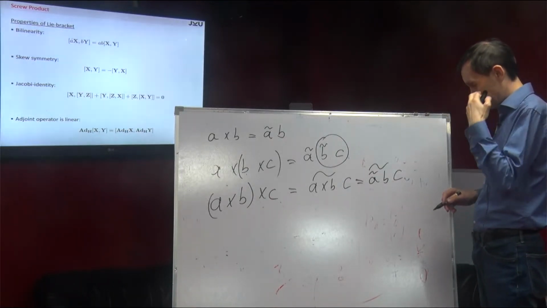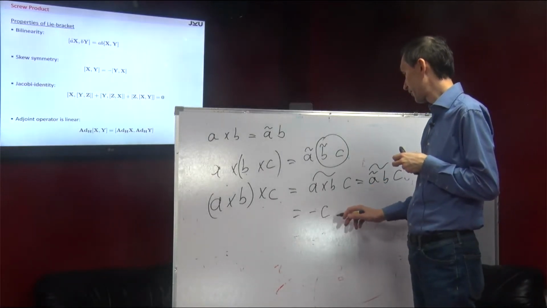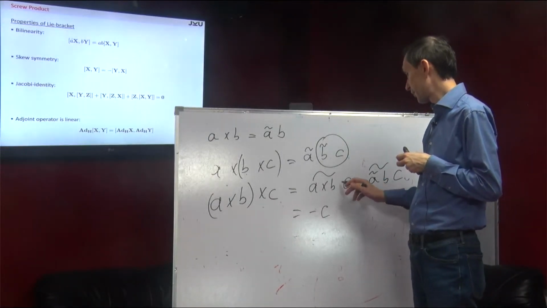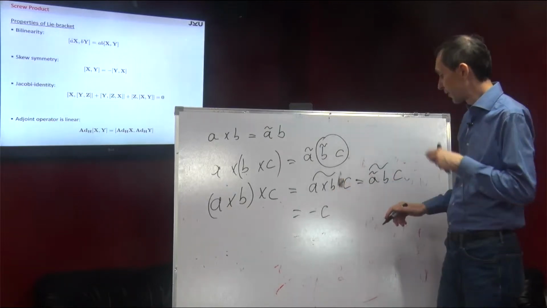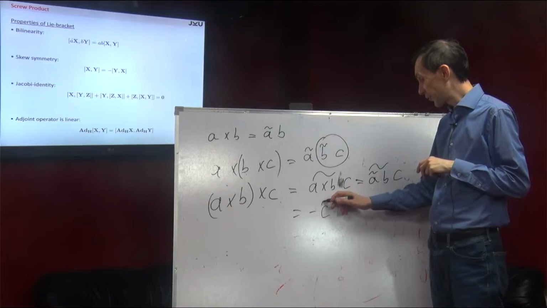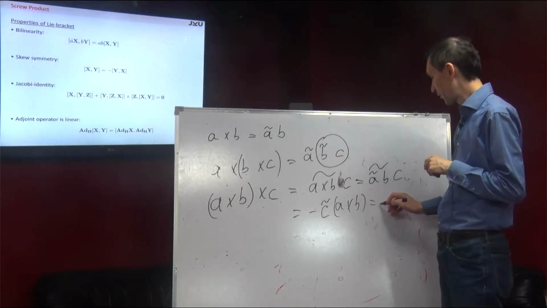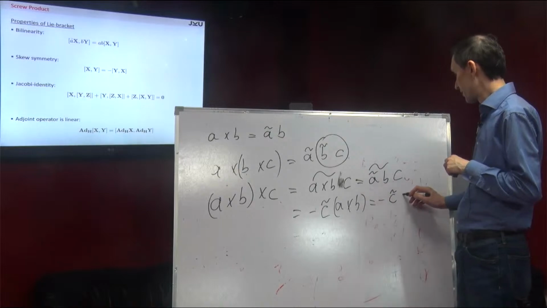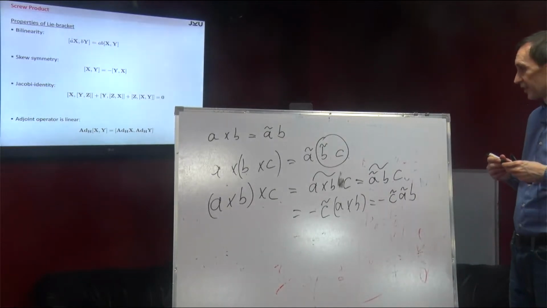And, of course, you can change this. Just maybe a little exercise. That, of course, is the same as saying this is C tilde minus C tilde A cross B, which is the same as C tilde A tilde B, right?